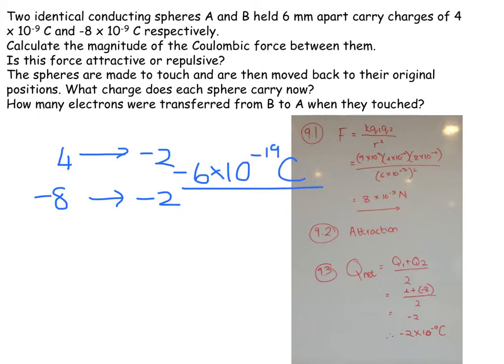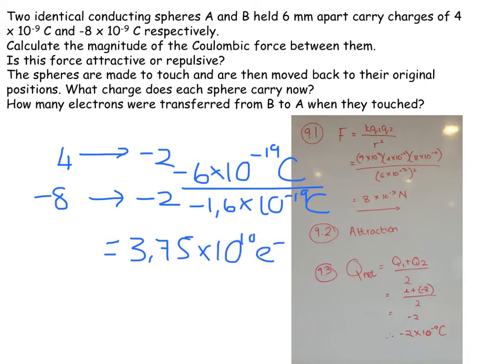How many electrons are inside that? One electron has a charge of 1,6 times 10 to the negative 19 coulombs, and therefore I find that the number of electrons that has been transferred is 3,75 times 10 to the 10 electrons. So you get the charge that is transferred and then divide by the charge on one electron.